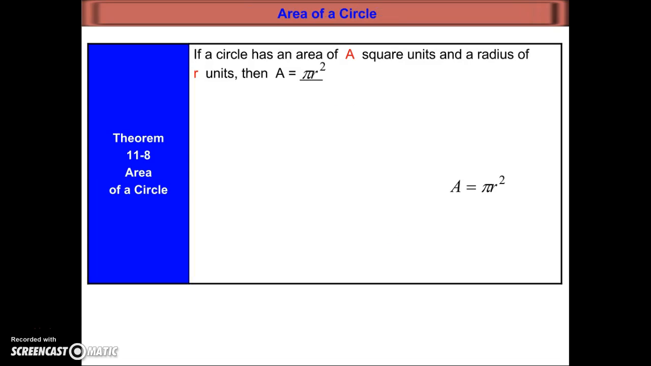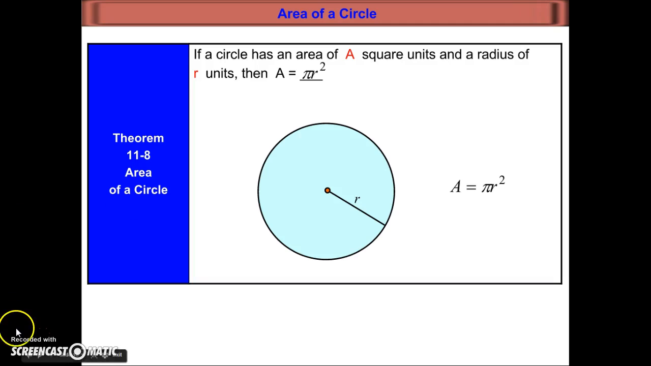If a circle has an area of A square units and a radius of r, then A is equal to pi r squared. And we just substitute in our radius into the formula, square it, and multiply it by pi. If we have the diameter, then we need to take half the diameter, square it, and multiply it by pi. And we're done.